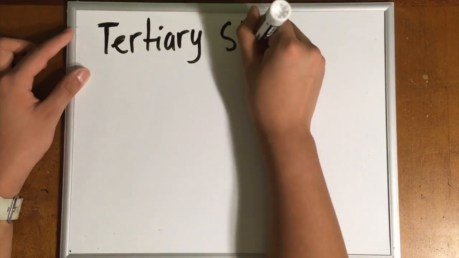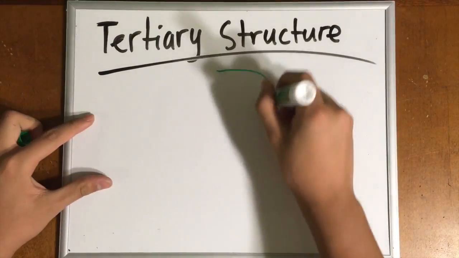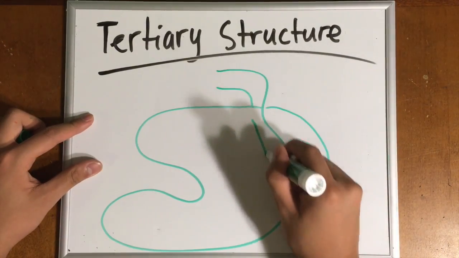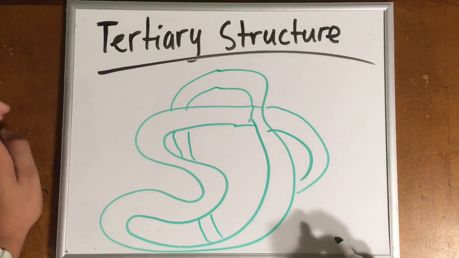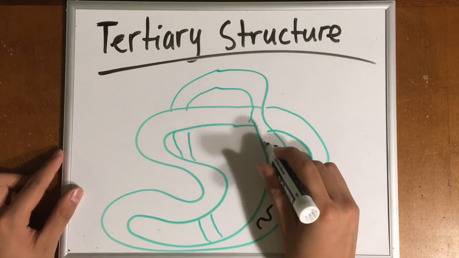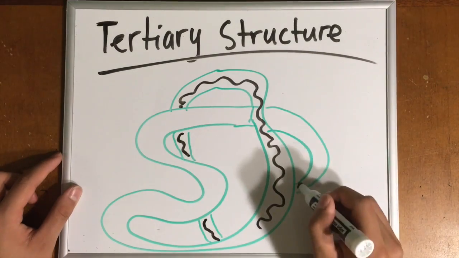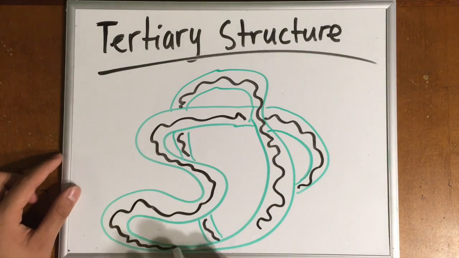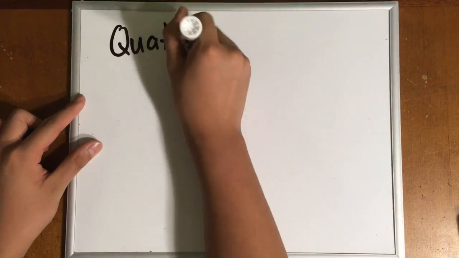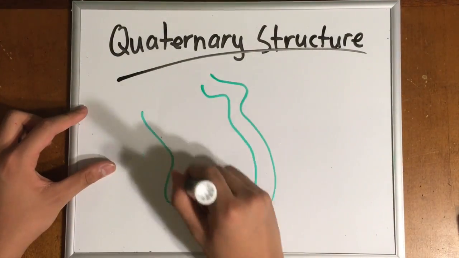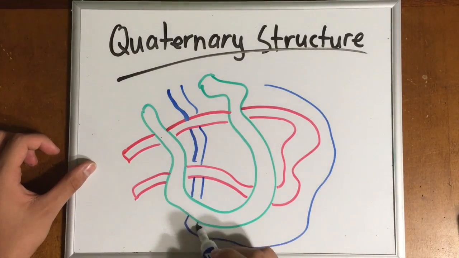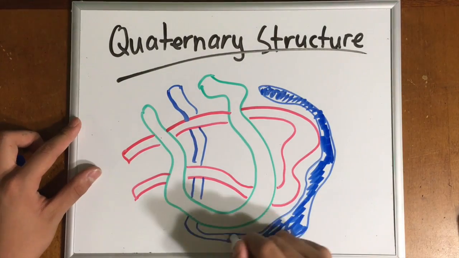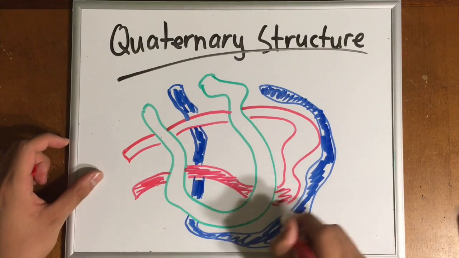The third structure is called tertiary structure. This is a three-dimensional folding pattern due to side chain reactions. The black lines that you see in the drawing are the pleated sheets in the protein. The last and final structure of the protein folding process is quaternary structure. This is basically a protein with more than one amino acid chain.